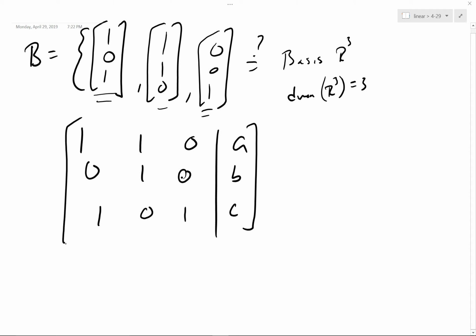So if I look at this deal here, all right, so let's see. What do we do? R1 minus R3. So of course I get an equivalent matrix of 1, 1, 0.